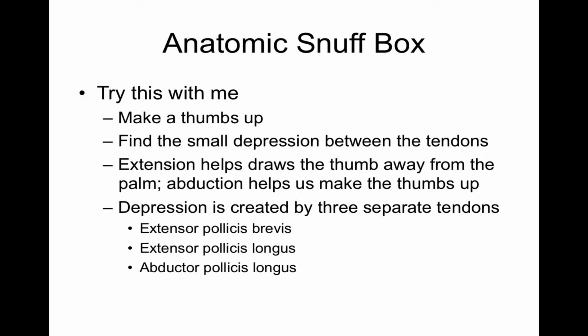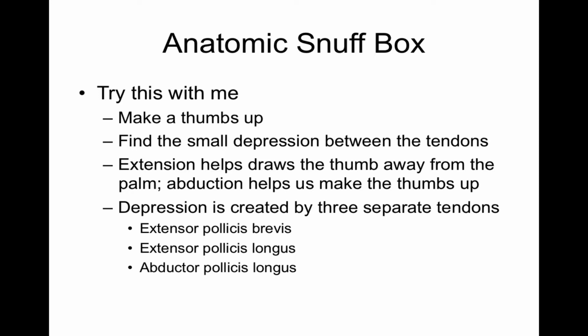Then we have this thing called the Anatomic Snuff Box, and I'll let you use the internet to investigate the name of this a little bit further. But go ahead and try this with me. You make a thumbs up. You can have a fist or your fingers fully extended, either one is fine. And then you find the small depression between the tendons, basically at the junction between the wrist and the hand.